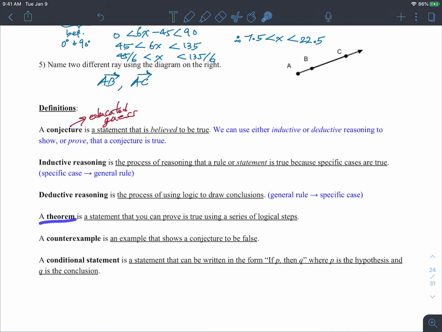A theorem is a statement that you can prove is true using a series of logical steps, definitions, axioms, other theorems, and stuff like that.